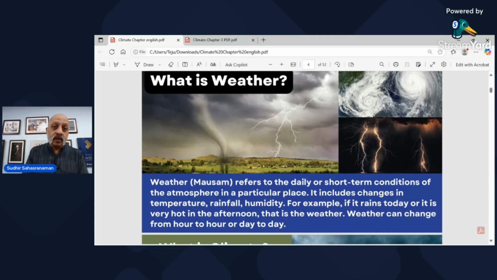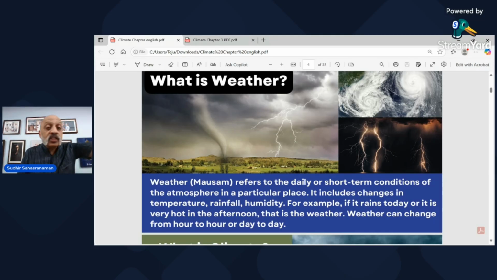They are not synonyms. Weather and climate have two different meanings. Let's understand weather. We've already done weather in the previous chapter, understanding the weather, which is chapter number 2. I hope you have seen the video. Weather, which in Hindi is referred to as mausam, refers to the daily or short-term conditions of the atmosphere.